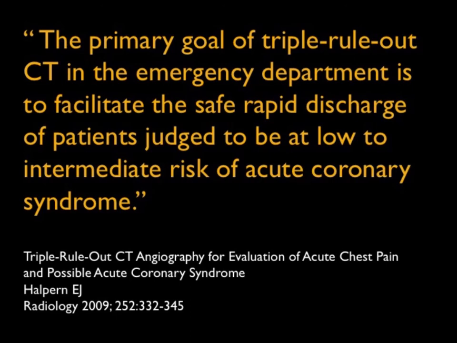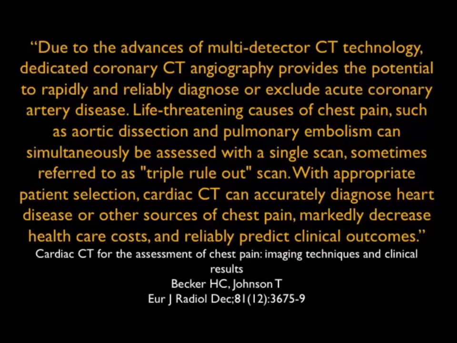Halpern's original articles stated that the goal of triple rule out in the ER is to facilitate the safe and rapid discharge of patients judged to be of low to intermediate risk of acute coronary syndrome. In this article by Becker, the triple rule out could be used, and again, life-threatening causes of chest pain, such as dissection and PE, can be simultaneously assessed with a single scan, referred to as a triple rule out.